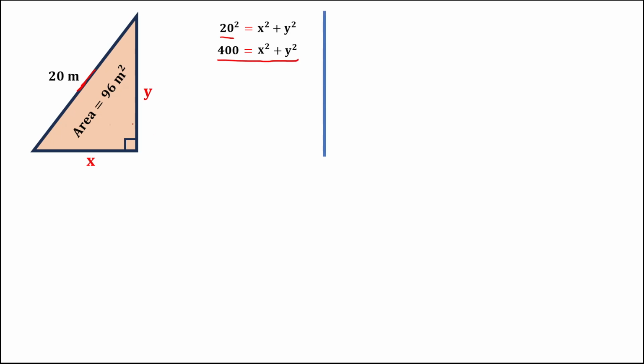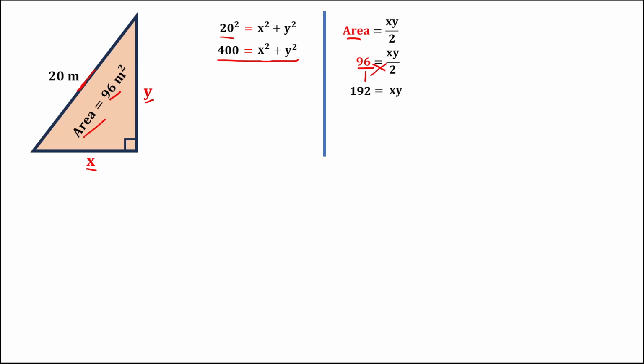Then to find equation number 2, we use the area of a right triangle, which is 1/2 times the base times the height. Since the base is x and the height is y, the area is x times y over 2. Then substitute the value for this area: 96 equals x times y over 2. Using cross multiplication, 96 times 2 is 192, which equals x times y.